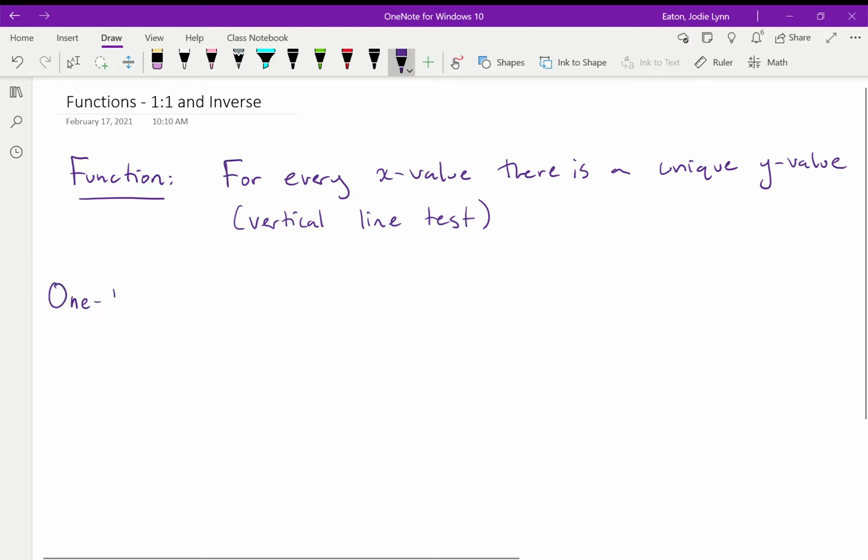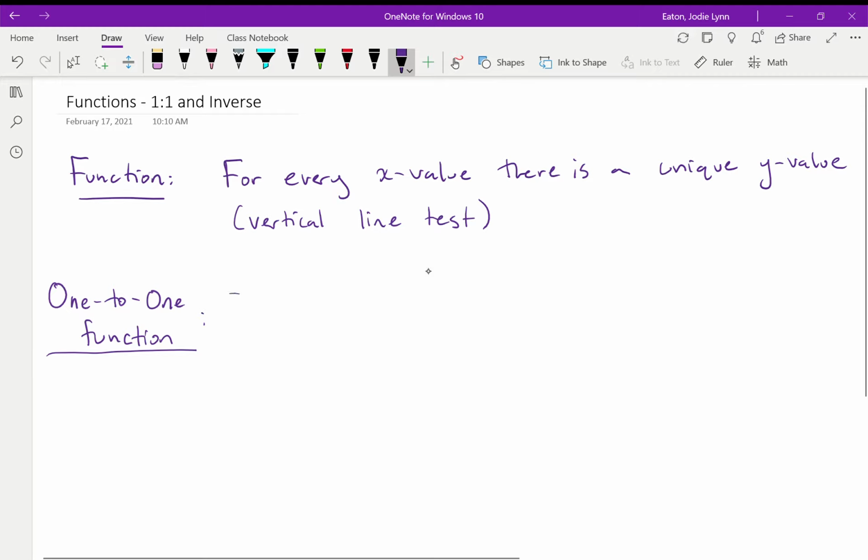For a one-to-one function, so with a regular function, every x value has to have a unique y value, but there's nothing that says two different x values can't have the same y value. So for example, the line y equals 4, a constant function where every x value is mapped to 4, is a function. It passes the vertical line test, and for each x value there's a unique y value. It just happens to always be 4. A one-to-one function doesn't work that way.